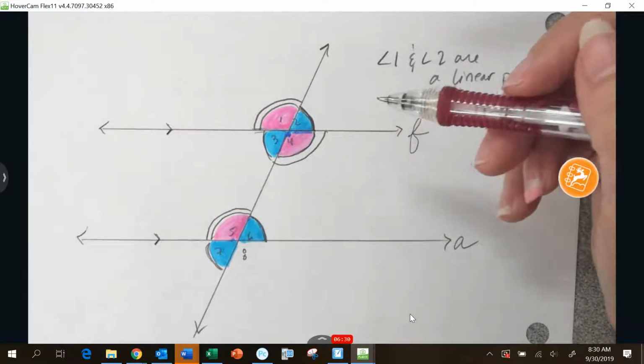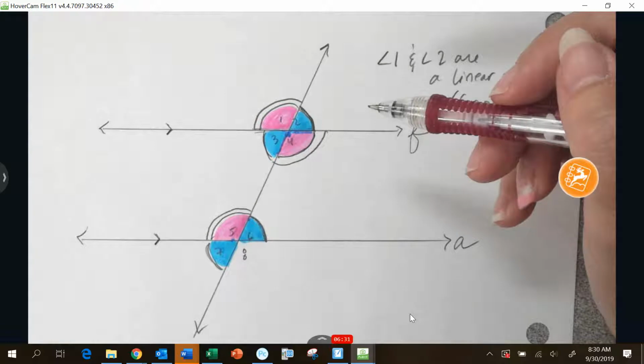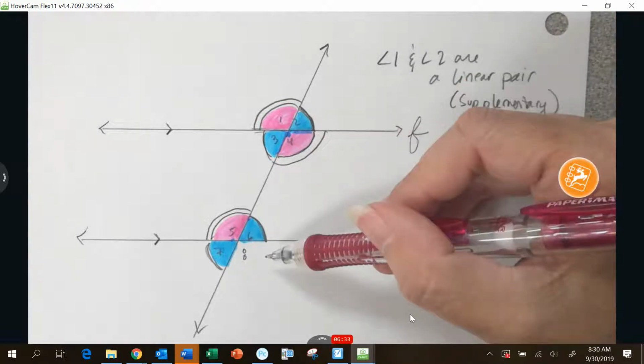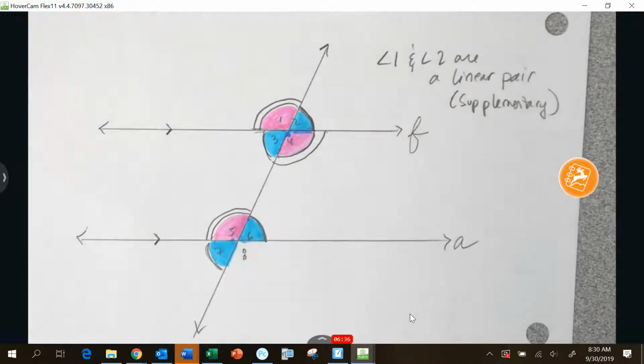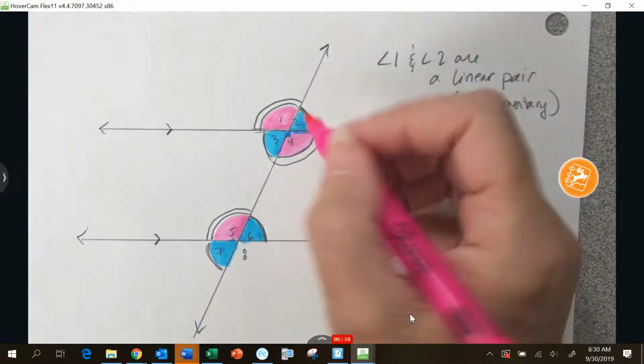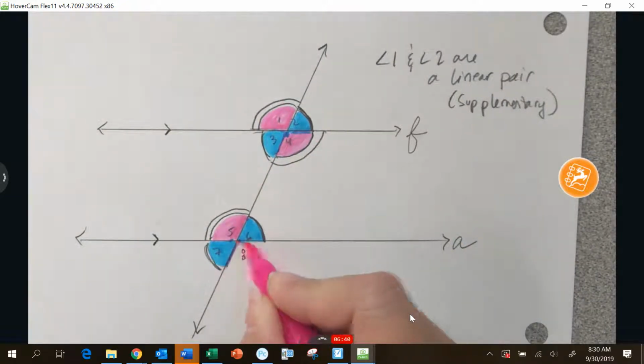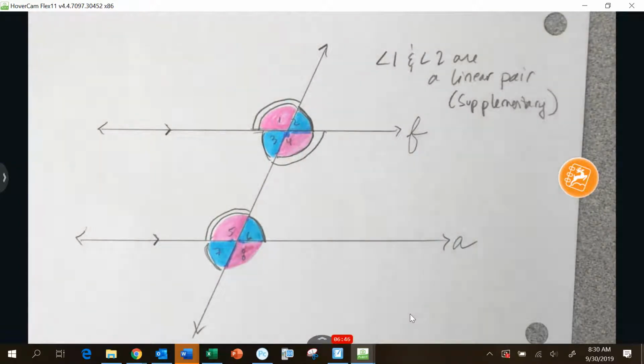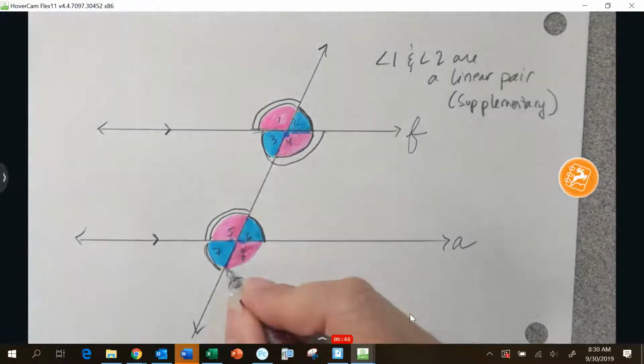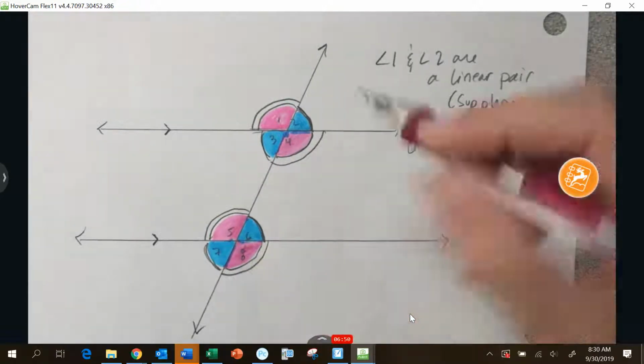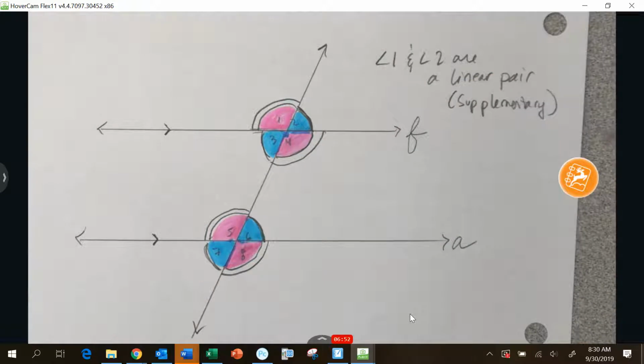So what would also be congruent to angle 1? Angle 8. So here's another theorem that's on the other side. What kind of angles are 1 and 8 together? Ooh. What are they? Alternate exterior, yes. So there's another theorem on the other side that says alternate exterior angles are congruent.